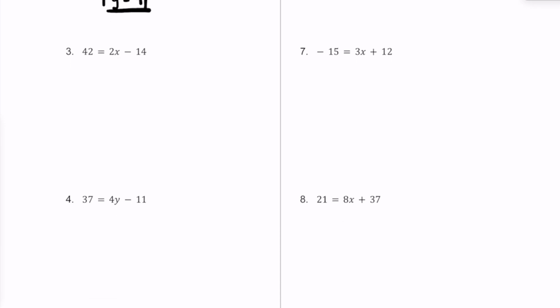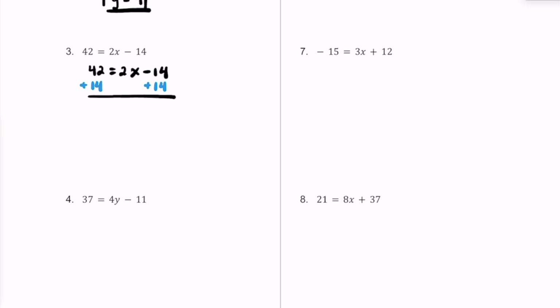For number 3, 42 is equal to 2x minus 14. So in this particular problem, we have x on the right side of the equation, which is perfectly fine. Again, what's the inverse of the addition or subtraction? In this case, we have minus 14. The inverse of subtracting 14 is going to be adding 14. That way we're going to get 0 on the right side of the equation.